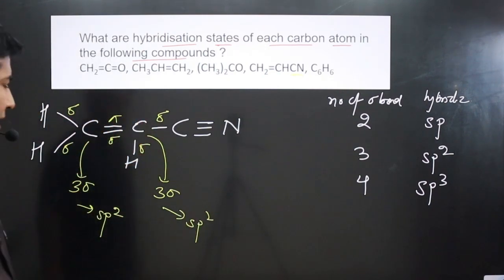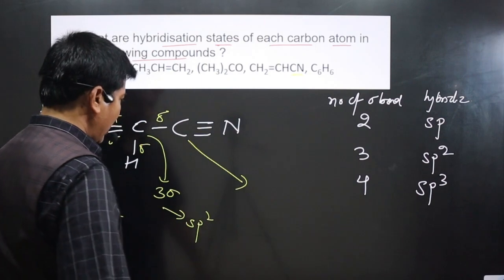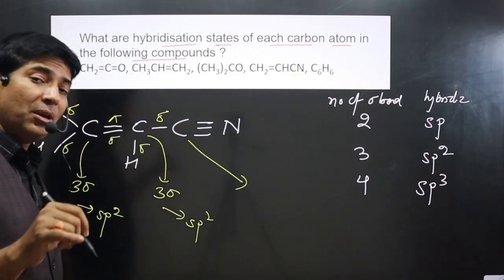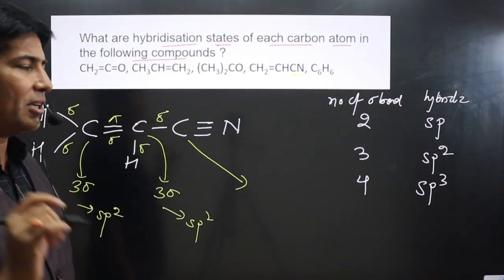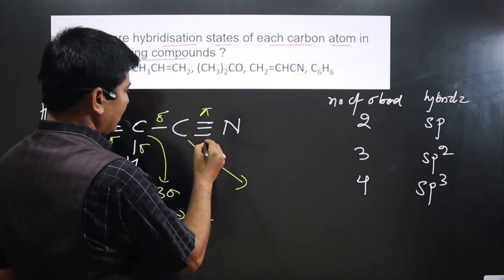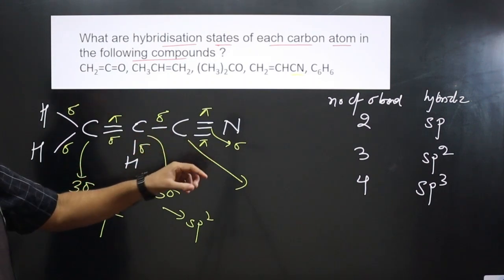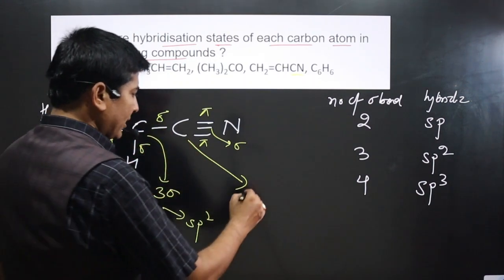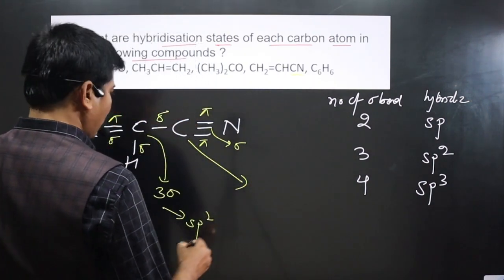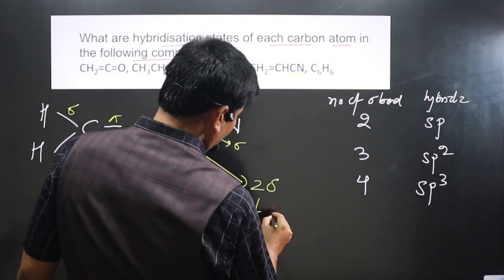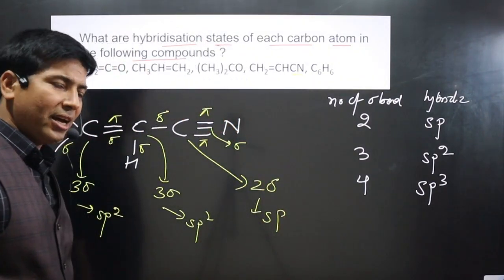Move on to the next carbon. You can see it is a sigma bond, but in a triple bond 2 pi bonds are there and 1 sigma bond is there. So this is a pi bond, this is a pi bond, and the middle one is a sigma bond. Now you can see the third carbon is forming how many sigma bonds? Sorry, it is 2 sigma bonds. Since it is forming 2 sigma bonds, it will be sp hybridized.